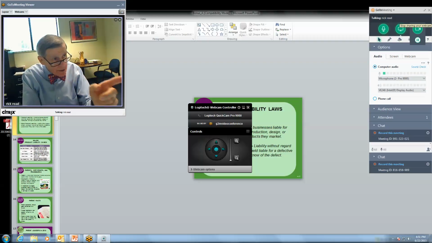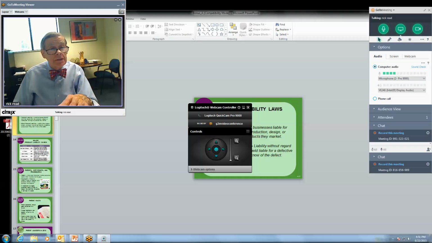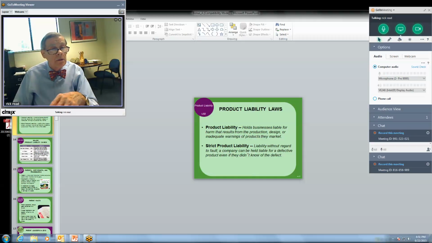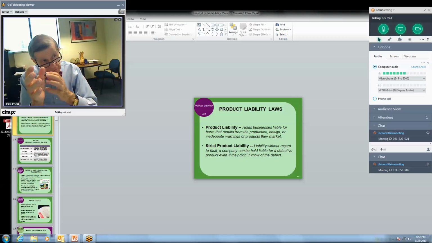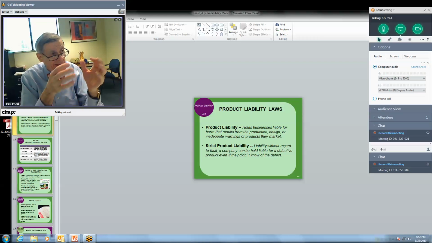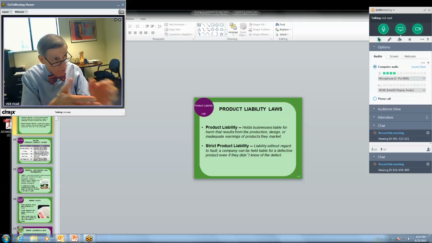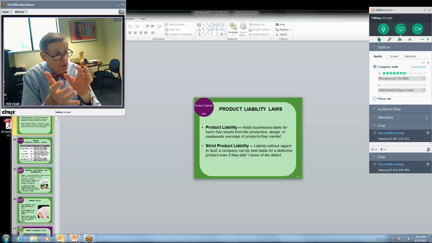That goes on from there to strict product liability, and I want to read this to you because it's very important to get the distinction between the two here. Liability without regard to fault. So here a company can be held liable for a defective product even when they did not know about the defect. So that is the difference between product liability and strict product liability. One obviously is more harsh than the other.